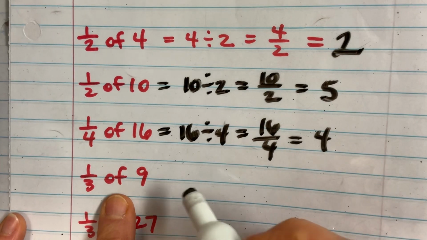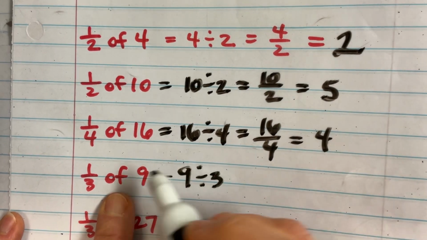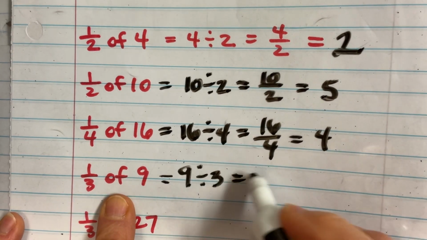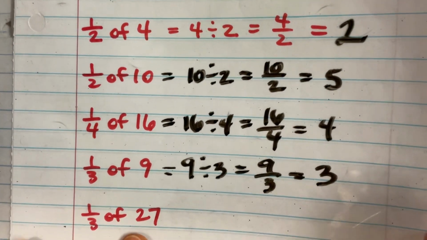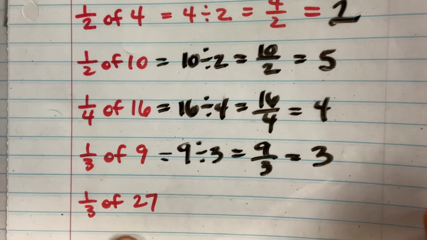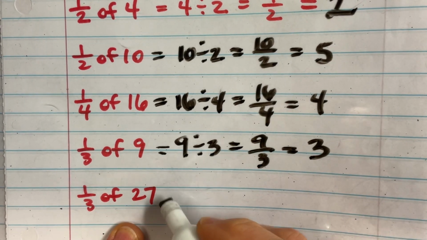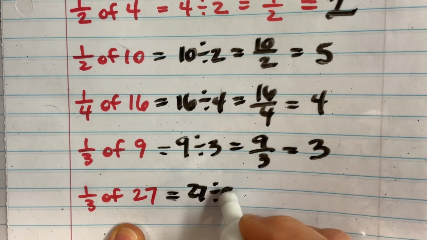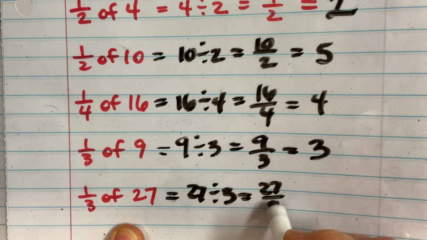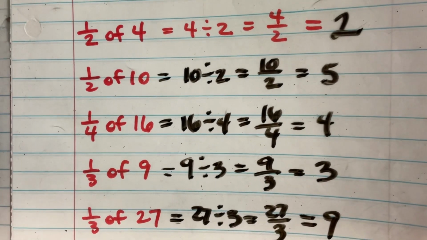A third of 9 is 9 divided by 3, or 9 over 3, which is 3. Okay, one more. A third of 27. Think about it. What would it be? 9. Yes, that would be 27 divided by 3, or 27 thirds, or over 3, which is 9. Okay, just a little bit of warm up before we jump into the lesson today.